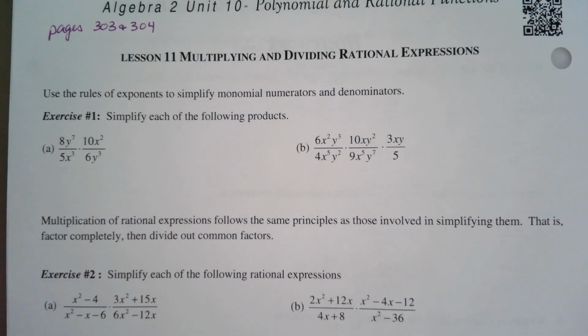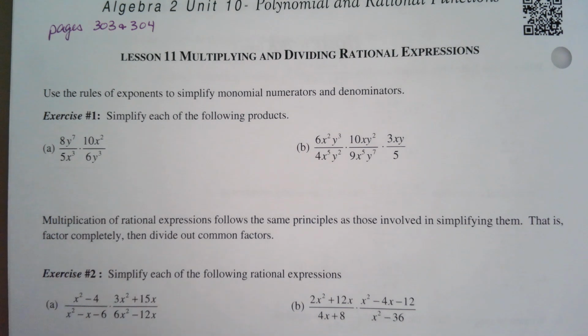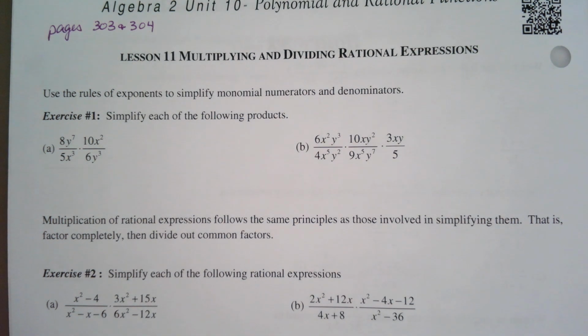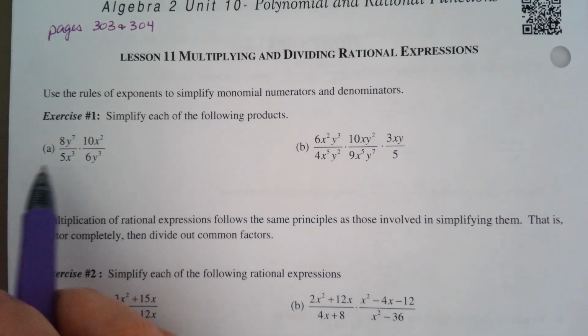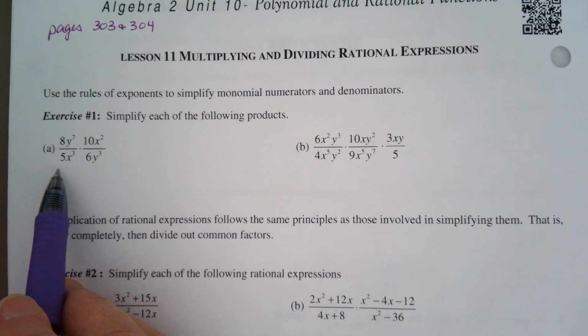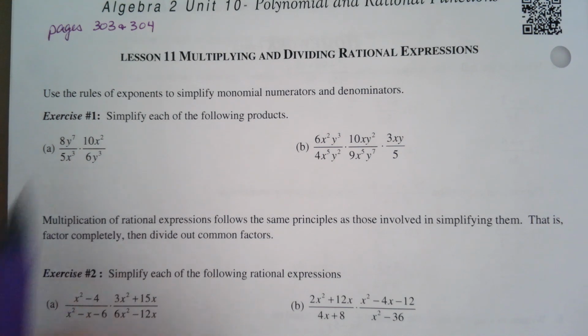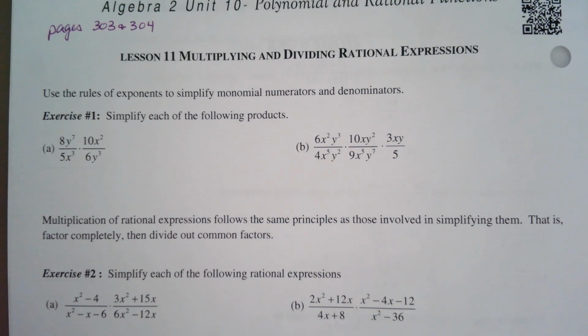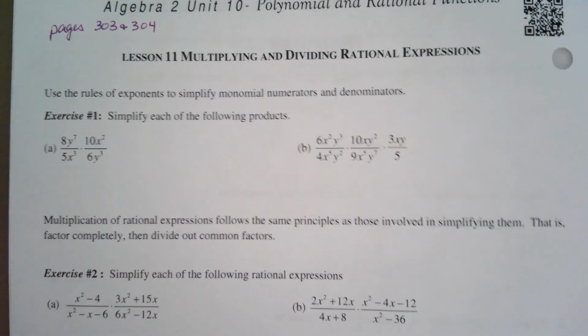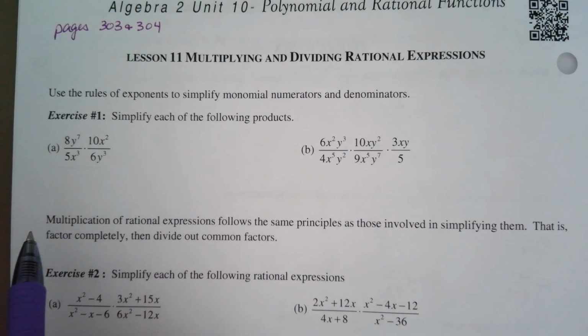Today we're on pages 303 and 304 of our textbook, Lesson 11, Multiplying and Dividing Rational Expressions. Exercise number 1, we want to simplify each of the following products. We want to use the rules of exponents to simplify monomial numerators and denominators. We have 8y to the 7th divided by 5x to the 3rd times 10x to the 2nd divided by 6y to the 3rd. So we're multiplying these two rational expressions here.